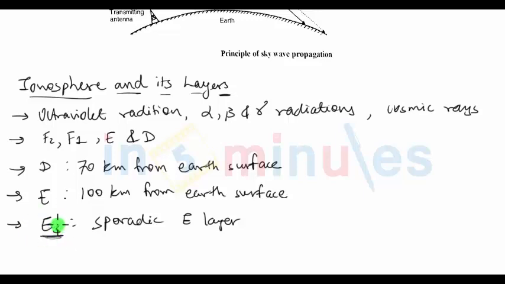The sporadic E layer prevents long distance high frequency communication, because it will not allow the electromagnetic waves to go to higher heights of the ionosphere layers and then reflect back to the Earth. Because if the reflection takes place from higher heights, then the distance covered will also be larger.